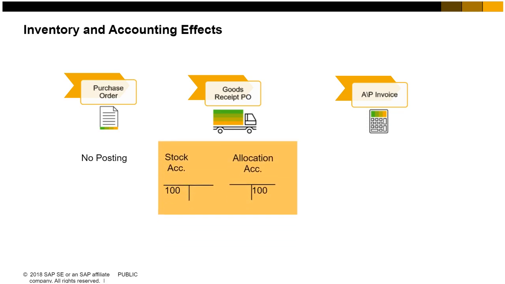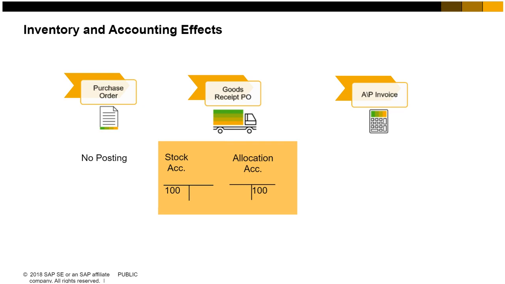The GRPO creates a journal entry that posts the value of the received goods to the debit side of the stock account and to the credit side of an allocation cost account. The stock account and the allocation cost account are retrieved from the inventory account field and the allocation account field on the inventory data tab of the item master record. The allocation cost account is a transfer account used to check if goods receipt POs and the AP invoices match.